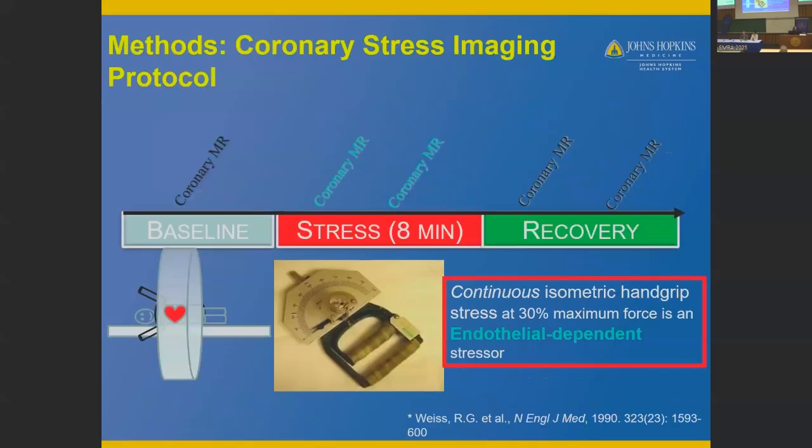In terms of our stress protocol, we identify coronary arteries at baseline and during 6 to 8 minutes of continuous isometric hand grip stress at 30% of maximum. And then we often also include recovery as well.